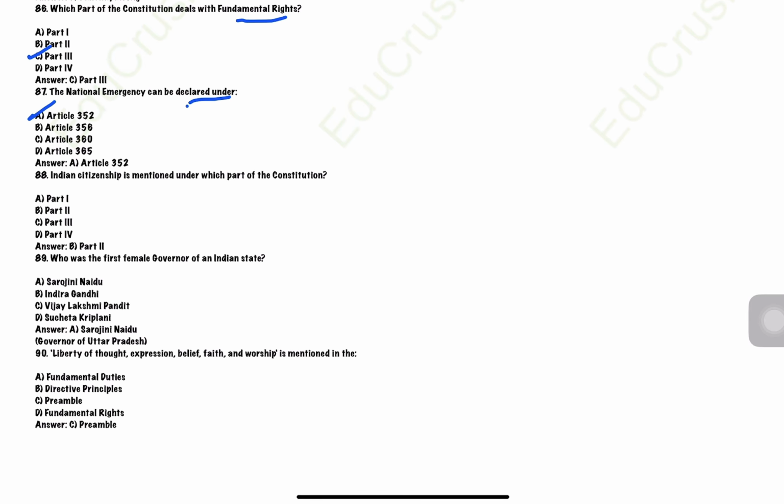Indian citizenship is mentioned under which part of the Constitution? It was mentioned under Part 2. Who was the first female governor of an Indian state? Sarojini Naidu, governor of Uttar Pradesh. Next, 19th question. Liberty of thought, expression, belief, faith and worship is mentioned in the preamble.